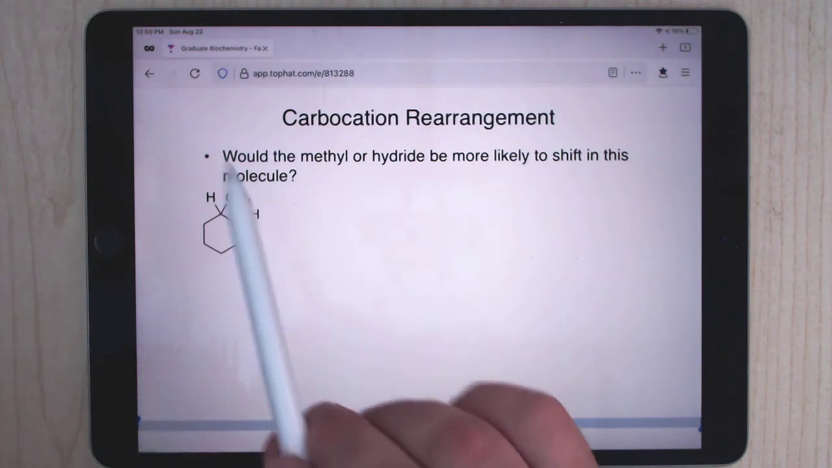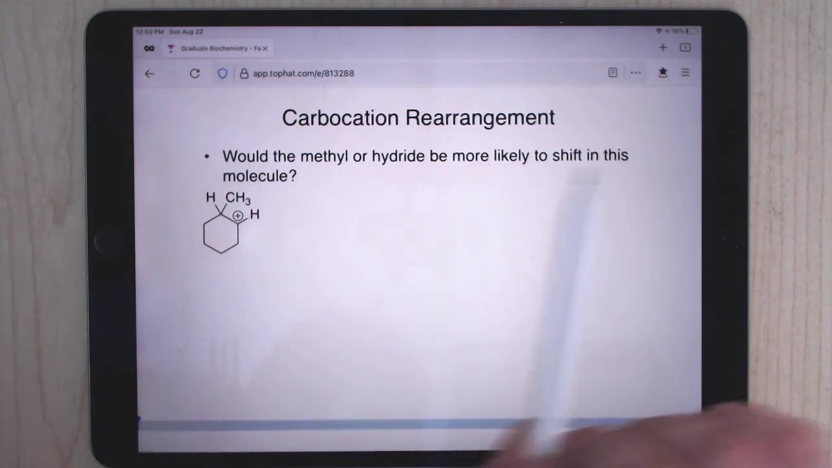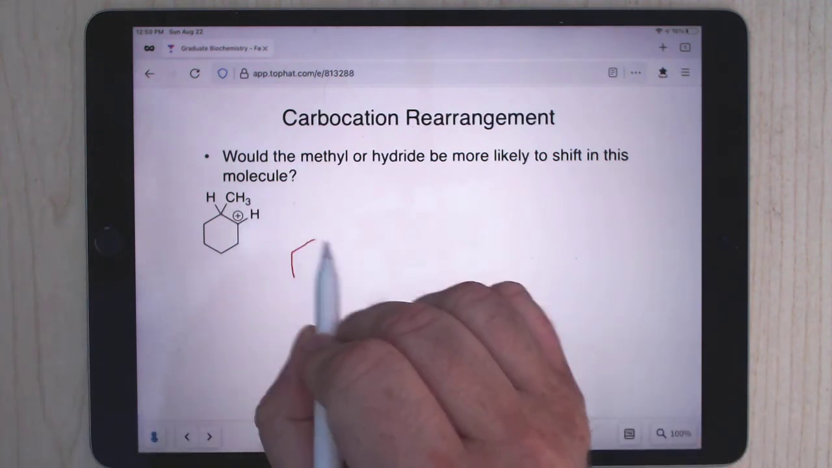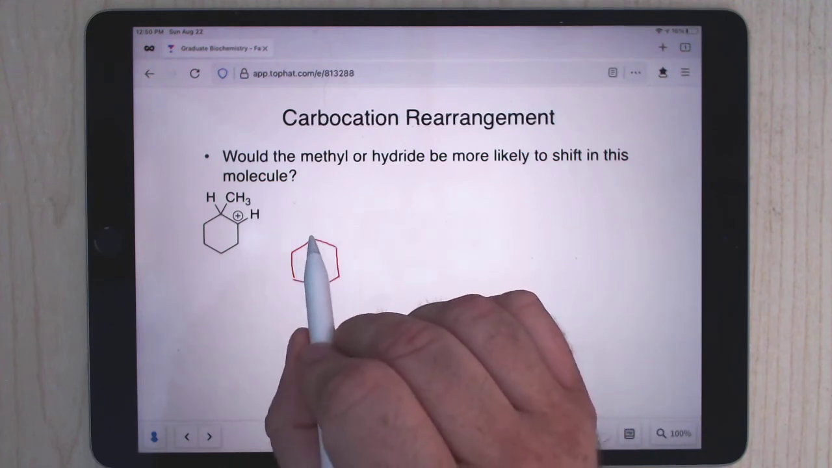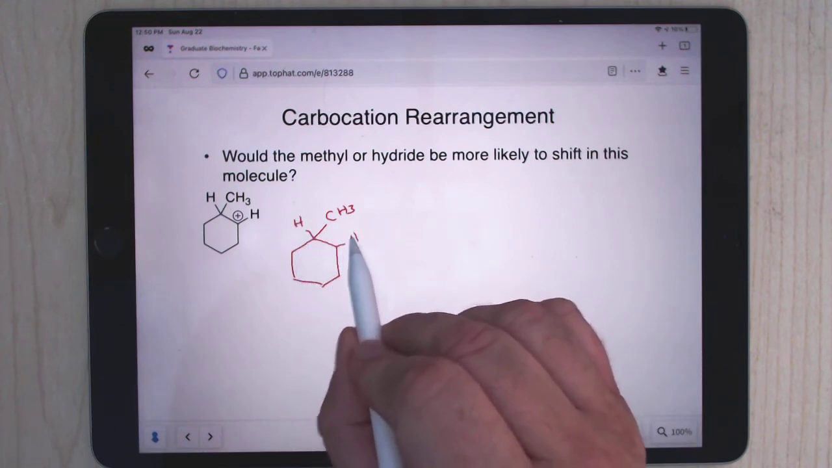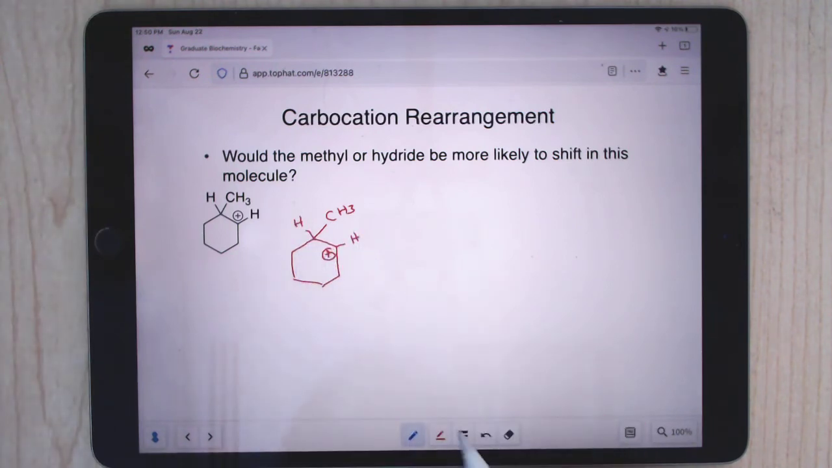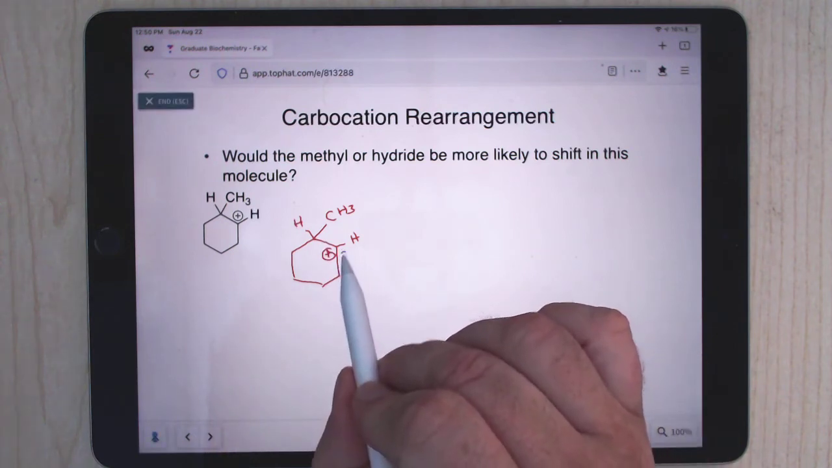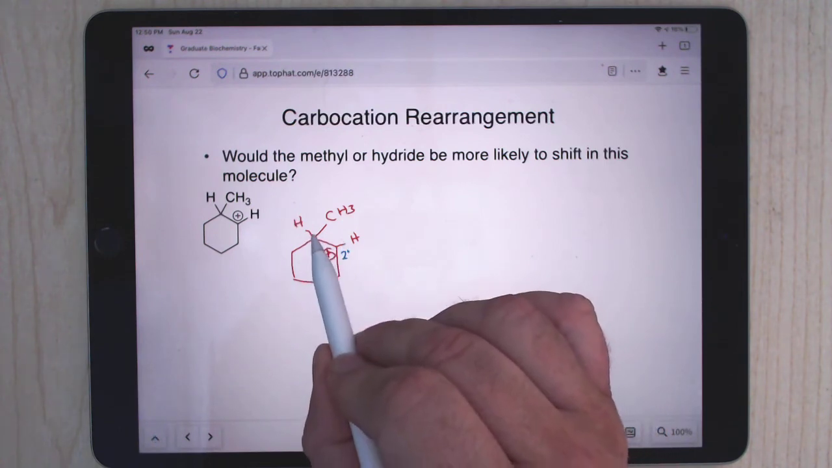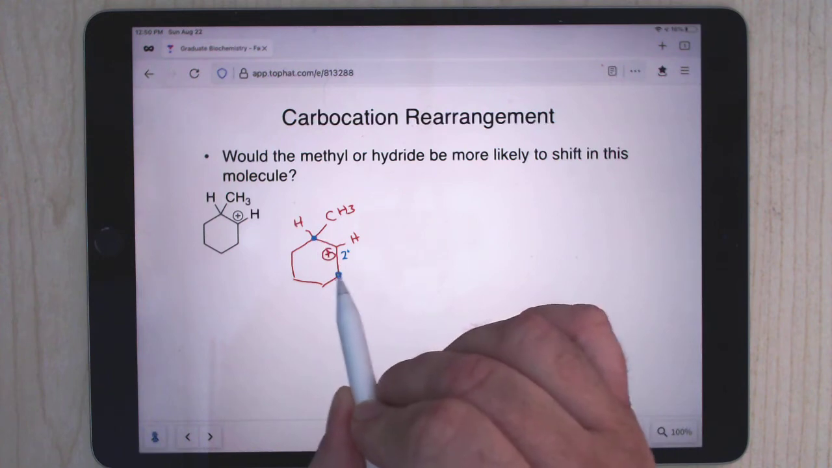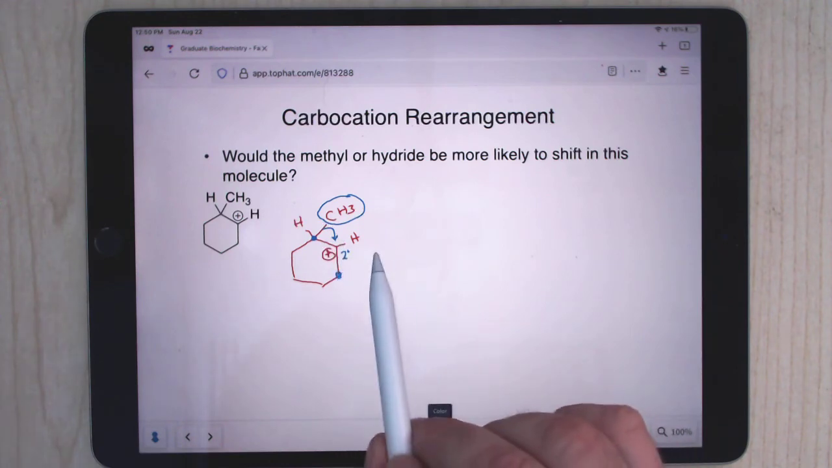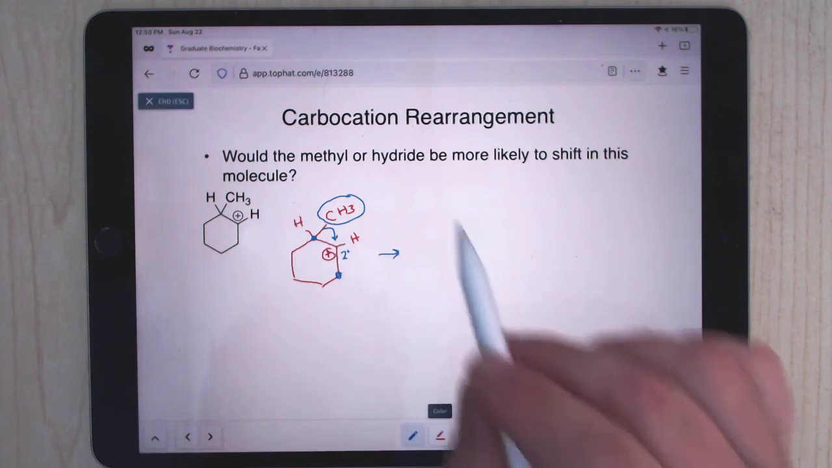Okay, so here we go. Would a methyl or hydride shift make this molecule more stable? Okay, and so we have two options. So we have formed this carbocation here, right? And it's secondary, because the carbon has two other carbons on it. Not too bad, right? So if we were to shift this methyl group over, what would happen is we would get this.